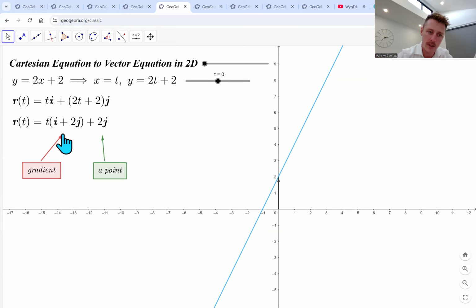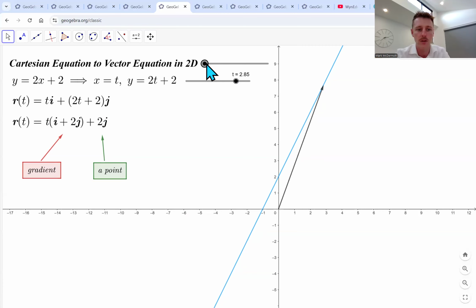Another thing we could say about this is that this vector without the 2j would just be a parallel vector to the equation y equals 2x plus 2. So we're just incorporating the gradient and a point into that. And then you can see that that vector points along that line. Hopefully that makes some sense.